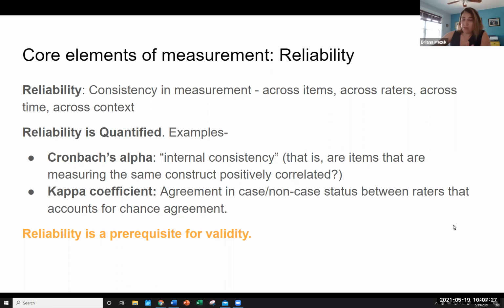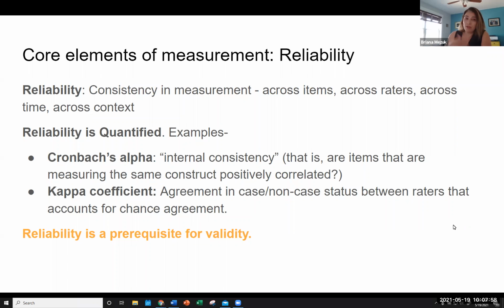So just again, very brief review. Reliability simply means consistency in measurement, and consistency can be across lots of different levels of comparison. So across items, this would be referred to, for example, as Cronbach's alpha, a measure of internal consistency. Items that are supposed to be addressing similar ideas should be positively correlated. Items that are measuring different ideas should be either inversely correlated or not as positively correlated with each other.